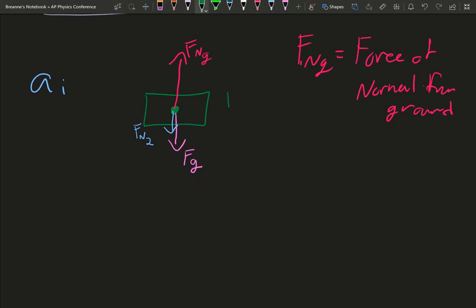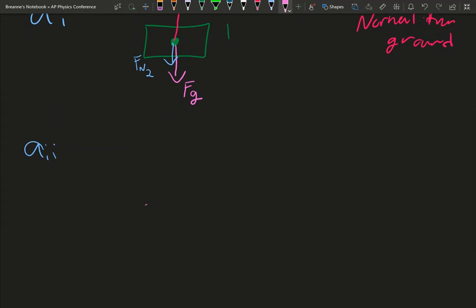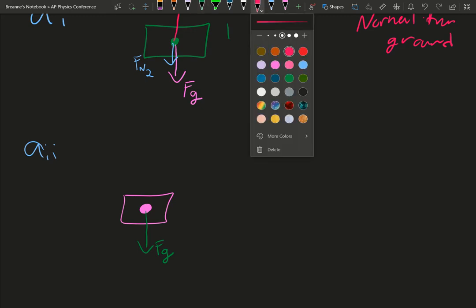So this was for number 1. Now we're doing it for block 2. And we did pink for block 2. So again, I hope the first force you go and draw is force of gravity. And then here we do have a force of normal going up.